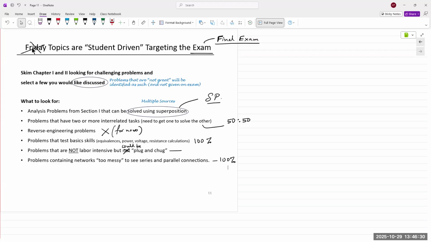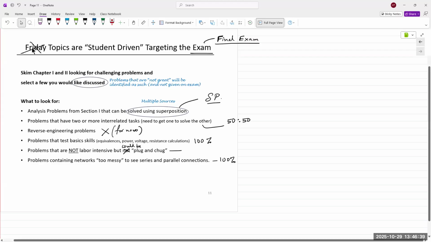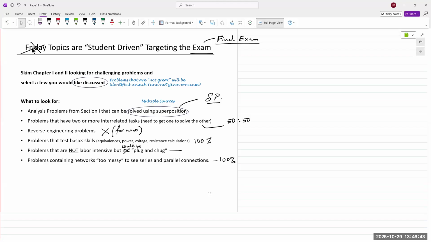Now, it's not as if there's going to be a separate problem for everything. There could be one or two problems that cover two or three of these points all at once. And again, as we get closer to the final exam or finals week, that's when we'll refine this list and you will know exactly what topics are going to be asked in the final exam. Yes.